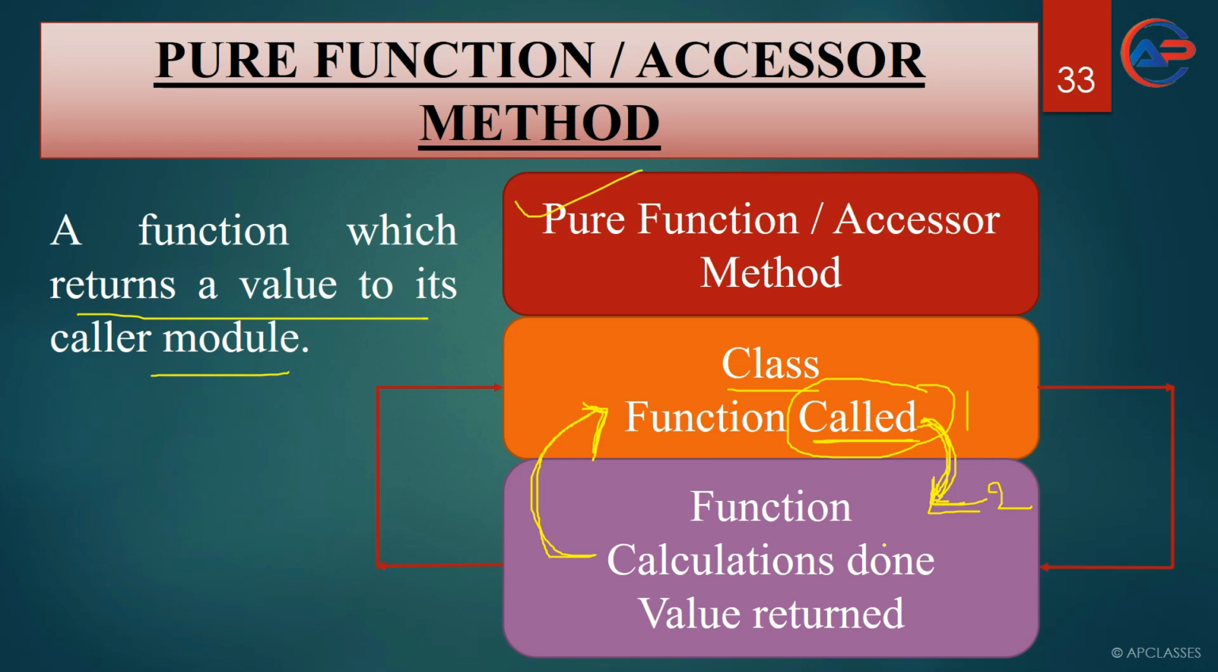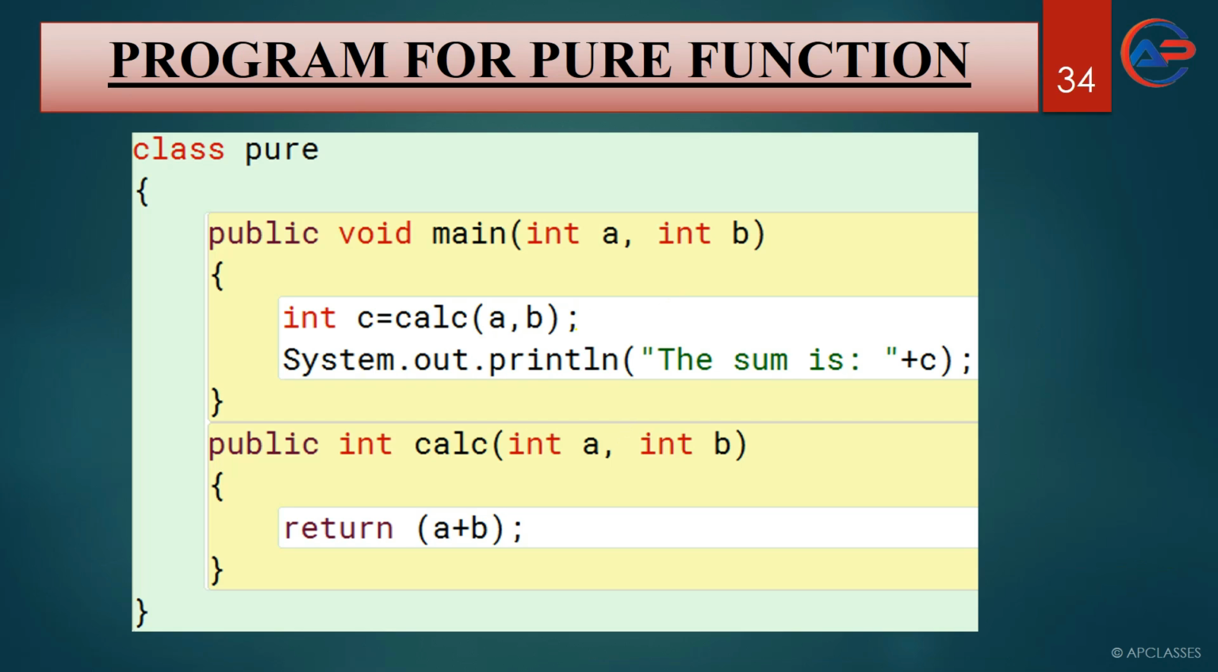So this is called the caller method and this is called the called method. From this place you will return some value to the caller method, or to the method from where you have come. This is called a pure function, or an accessor method. An accessor method is the method which returns a value to the caller module, or from where it has come, right?